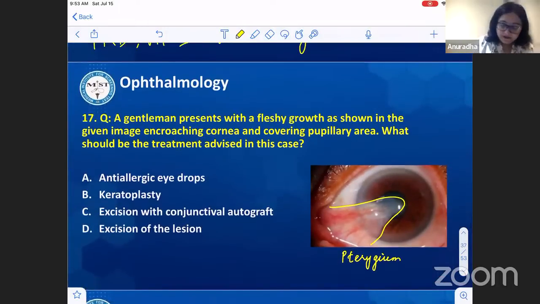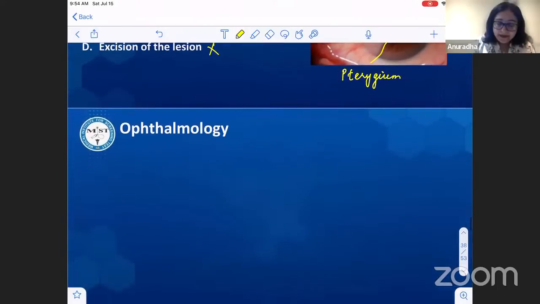Antiallergic eye drops? No. Keratoplasty? No. Excision with conjunctival autograft? Yes. Excision of the lesion alone is not preferred because of the chances of recurrence. So all of you know the spot diagnosis of pterygium, and what is the ideal treatment in pterygium.